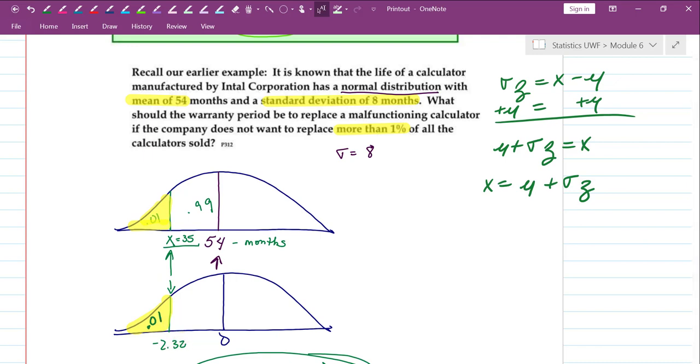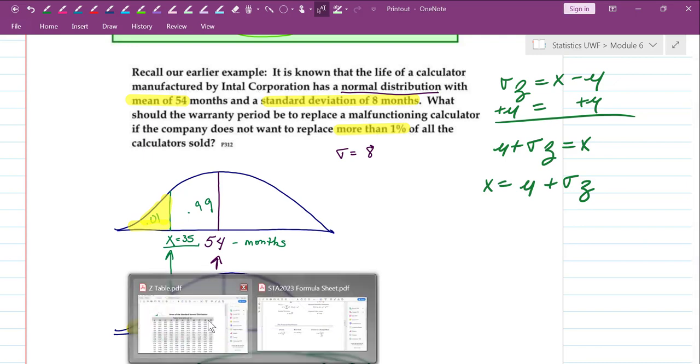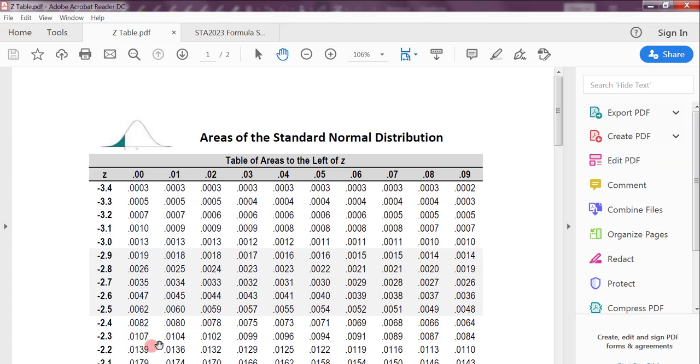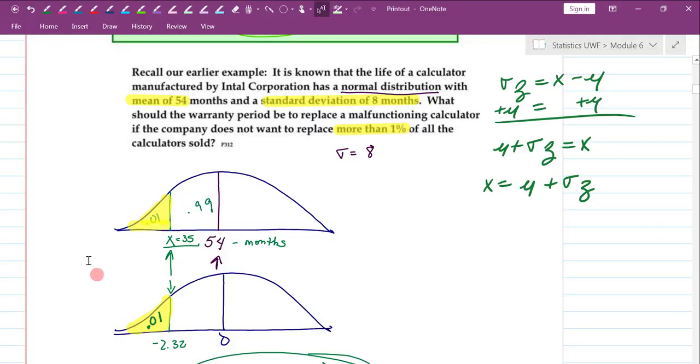Let me go back and double check that one. In class I used 2.32, but I should have used 2.33, because that is the closer value. Negative 2.33 would have been a better choice in class. So the value right here should be negative 2.33.